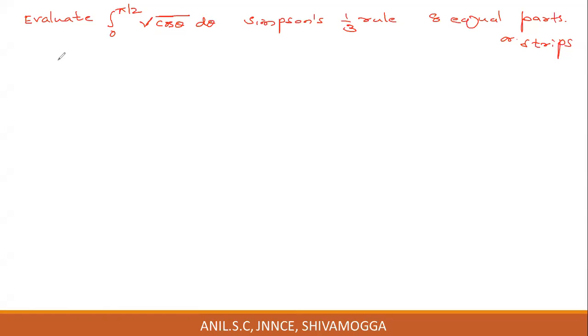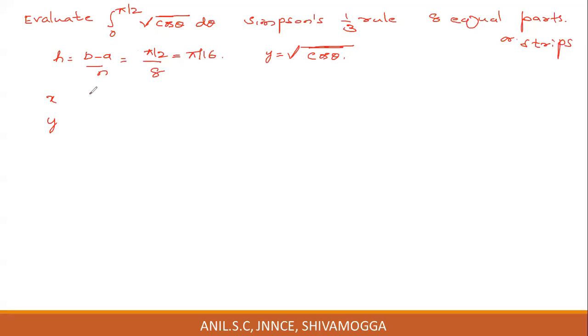h is given by (b minus a) divided by n. Here b is pi by 2, a is 0, n is 8. Therefore, this is equal to pi divided by 16. Tabulate the values of x and y. Here y is square root of cos theta. Theta is in radians. Set your calculator to radian mode.